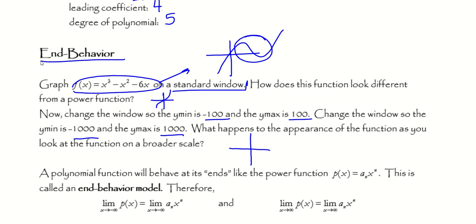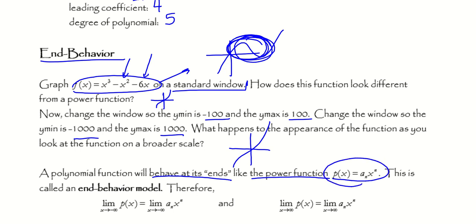So that kind of happens here too. As we zoom out on this graph, the distinction of the bumps kind of goes away, and you end up getting a graph that looks a whole lot like a power function. And where that leads us is that in a polynomial function, even though in the middle it does different things, caused by adding and subtracting the lower powers of x or any constant, a polynomial will behave at its ends like the power function that is made up of its leading term.